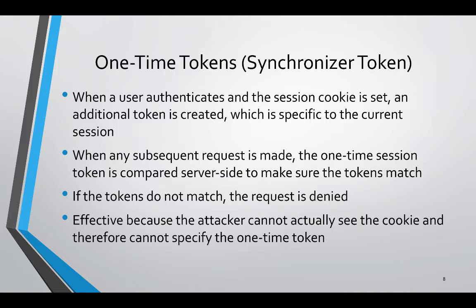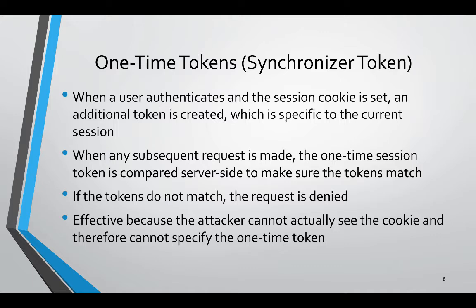So if the token submitted by the client matches what the server thinks the token should be, then the request is approved and carried out. If the tokens don't match, then the request is denied. And the reason this is effective is because even though attackers can craft forms and JavaScript and that sort of thing to exploit cross-site request forgery, they can't actually see the values that are set in the cookie. So if you have a one-time token specified in the cookie, the attackers can't necessarily see that.